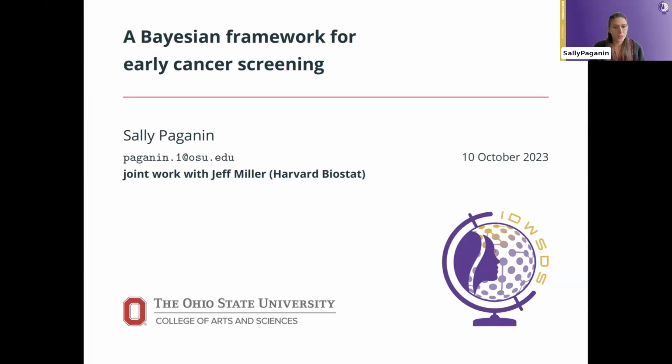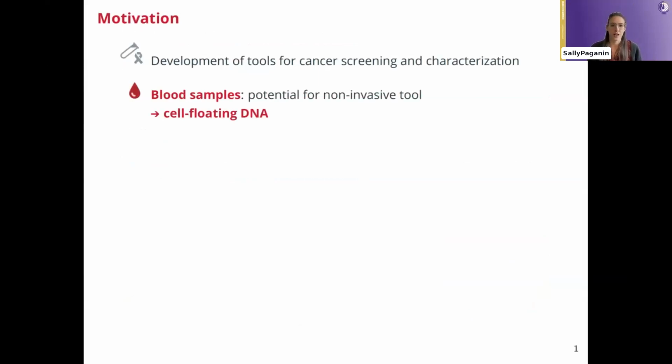Today I'm going to talk about a Bayesian framework for early cancer screening, which is joint work with Jeff Miller, who is an associate professor at Harvard Biostatistics. As the title already says, this work is motivated by a really cool problem in public health, which is the development of tools for cancer screening and characterization. There is a huge focus on developing tools that are non-invasive, and one of the most promising technologies is based on analyzing blood samples, which are routinely collected in our lifetime.